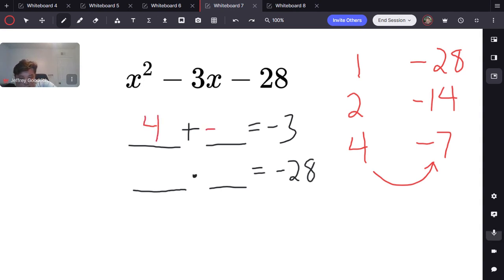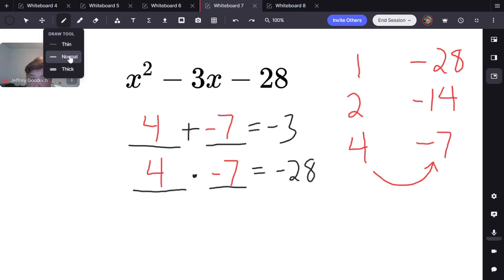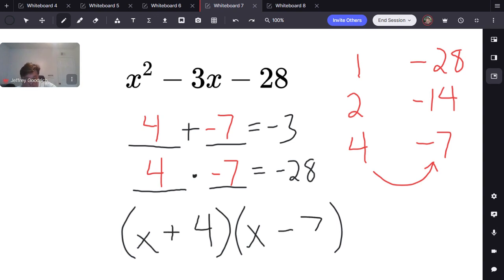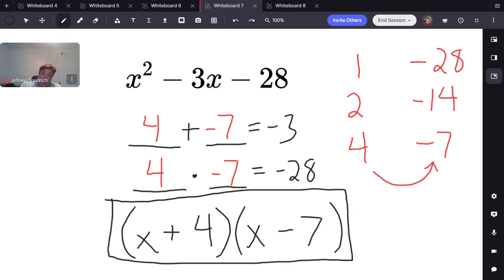So now, as I can see here, it's got to be 4 and -7 because those would add to -3. And then, of course, 4 and -7 multiply to -28. So now we're just going to plug it right into our two binomials where it has x as the front. And then you just say x plus 4 since the 4 is positive, and you say x minus 7. And that's it. That's the final answer. All right, very nice.